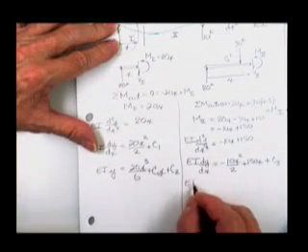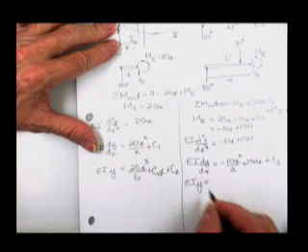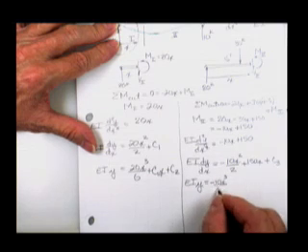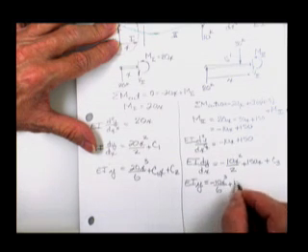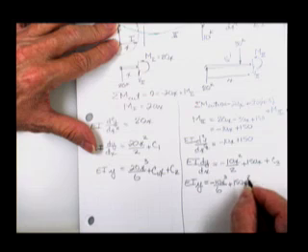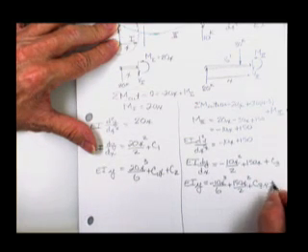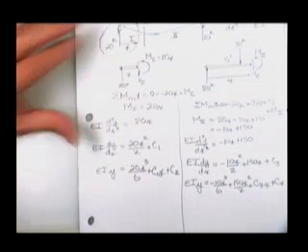And then EI times y is equal to minus 10x cubed over 3 over 2, which is 6, plus 150x squared over 2 plus C3x plus C4.